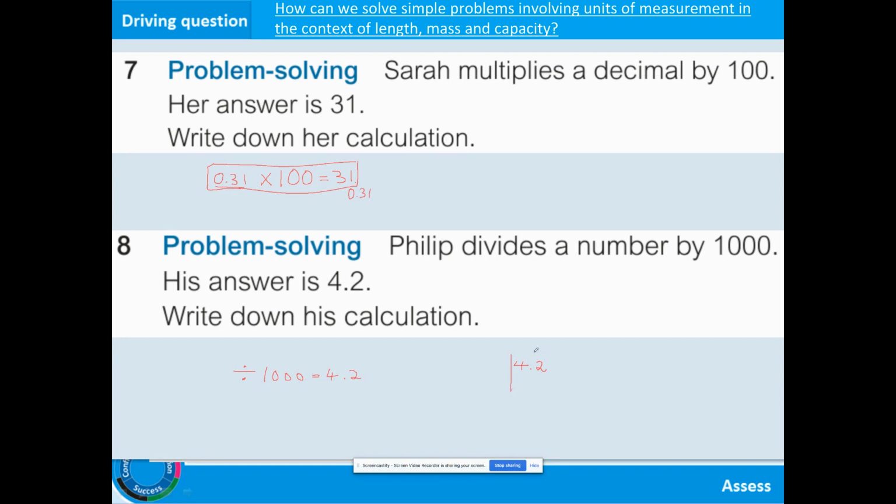I might draw some columns here to help me. Still going to have that decimal there. Now I'm doing 1,000, so that's 3 places. So 4 is going to go 1, 2, 3. The 2 is going to go 1, 2, 3. Now I must remember my decimals here. I've got 2 blank columns here that I need to put zeros in. So 4,200. I'm just going to check that if I do 4,200 divide by 1,000, I do end up with 4.2.